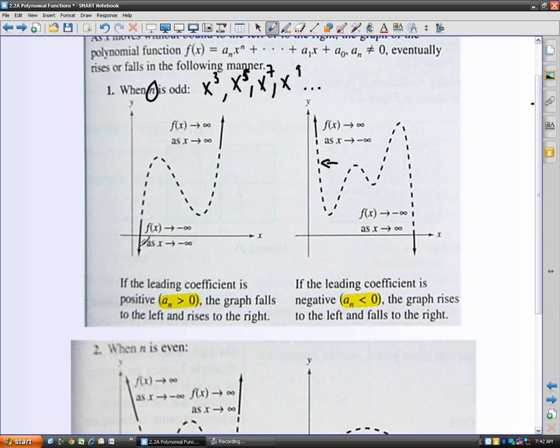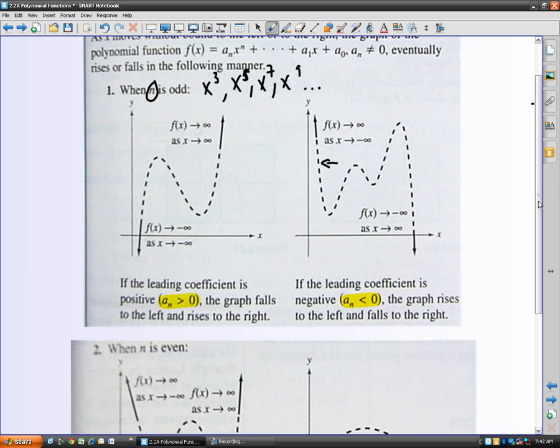So if the leading coefficient is positive in this case, then we can say our x values and our y values follow each other. When our leading coefficient is negative, they're reversed. So when x is going negative, y is going positive, and when x is going positive, y is going negative. So something to think about as you're looking at these.